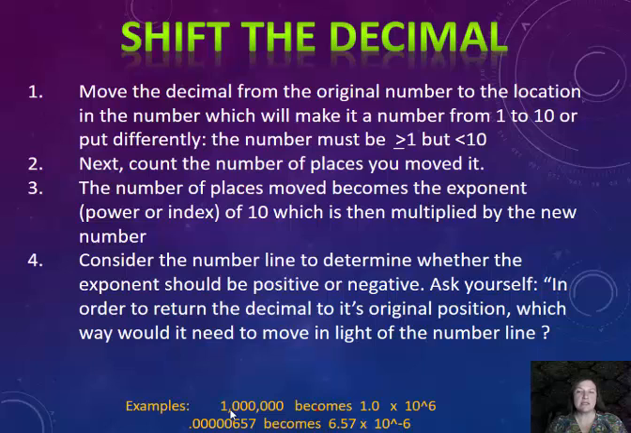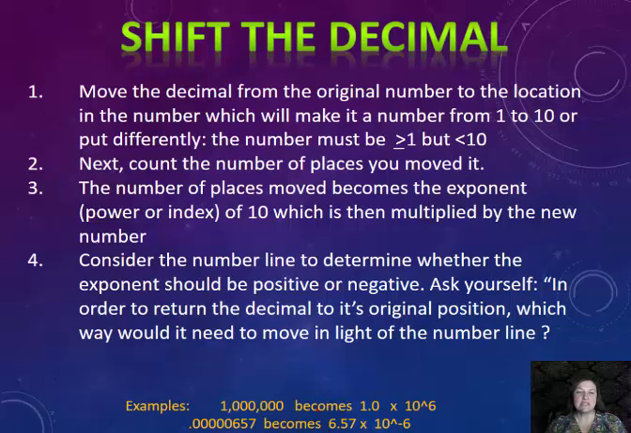The number of places that you move becomes the power, or index, or you might say exponent, of 10, which is then multiplied by the new number. So here's our new number. We have 1 as our new number, and then 10 to the exponent, or power, or index of 6.